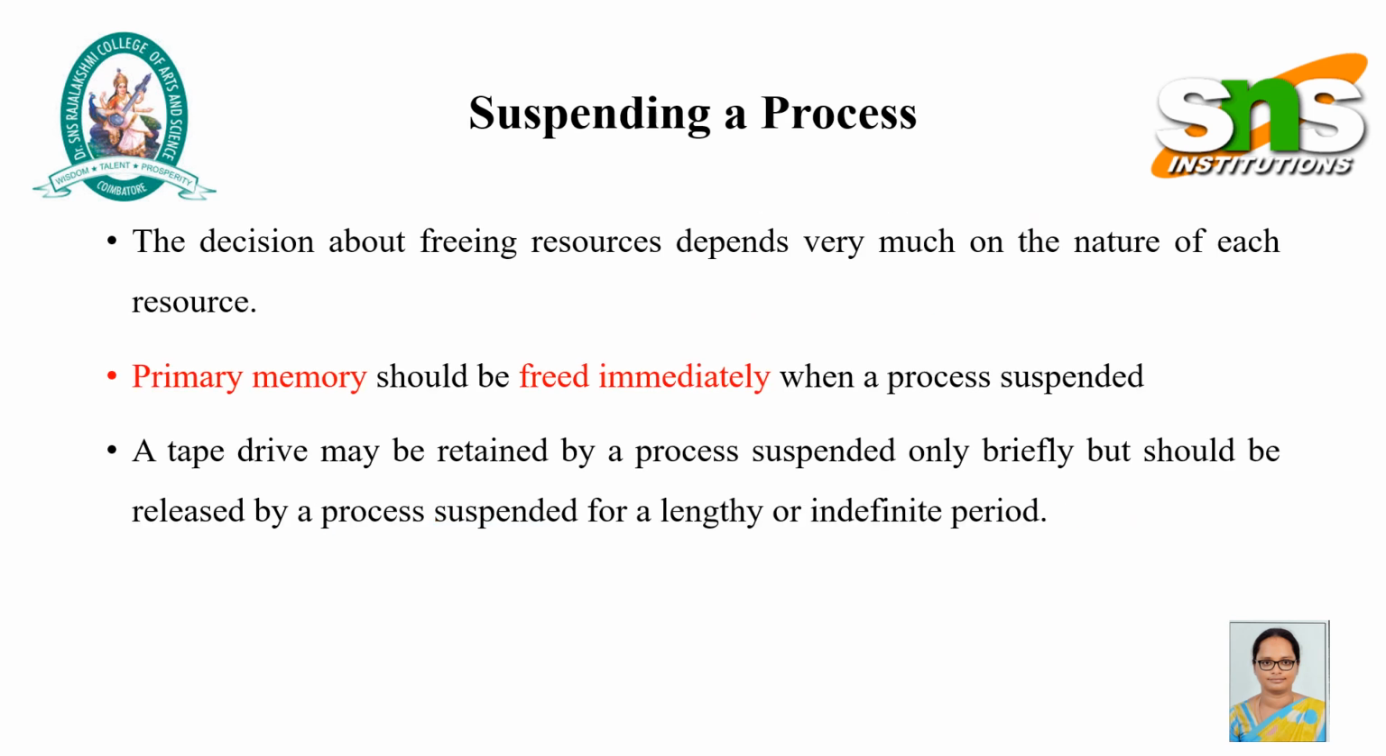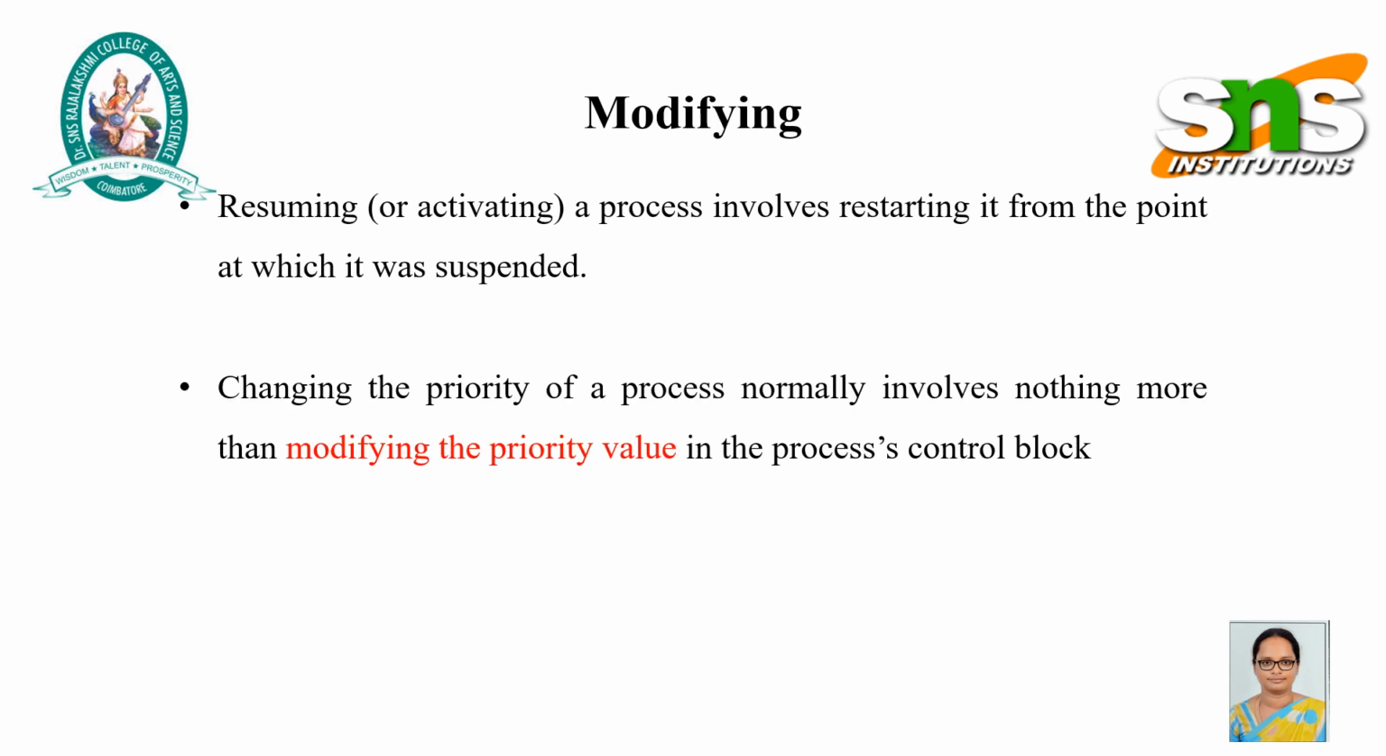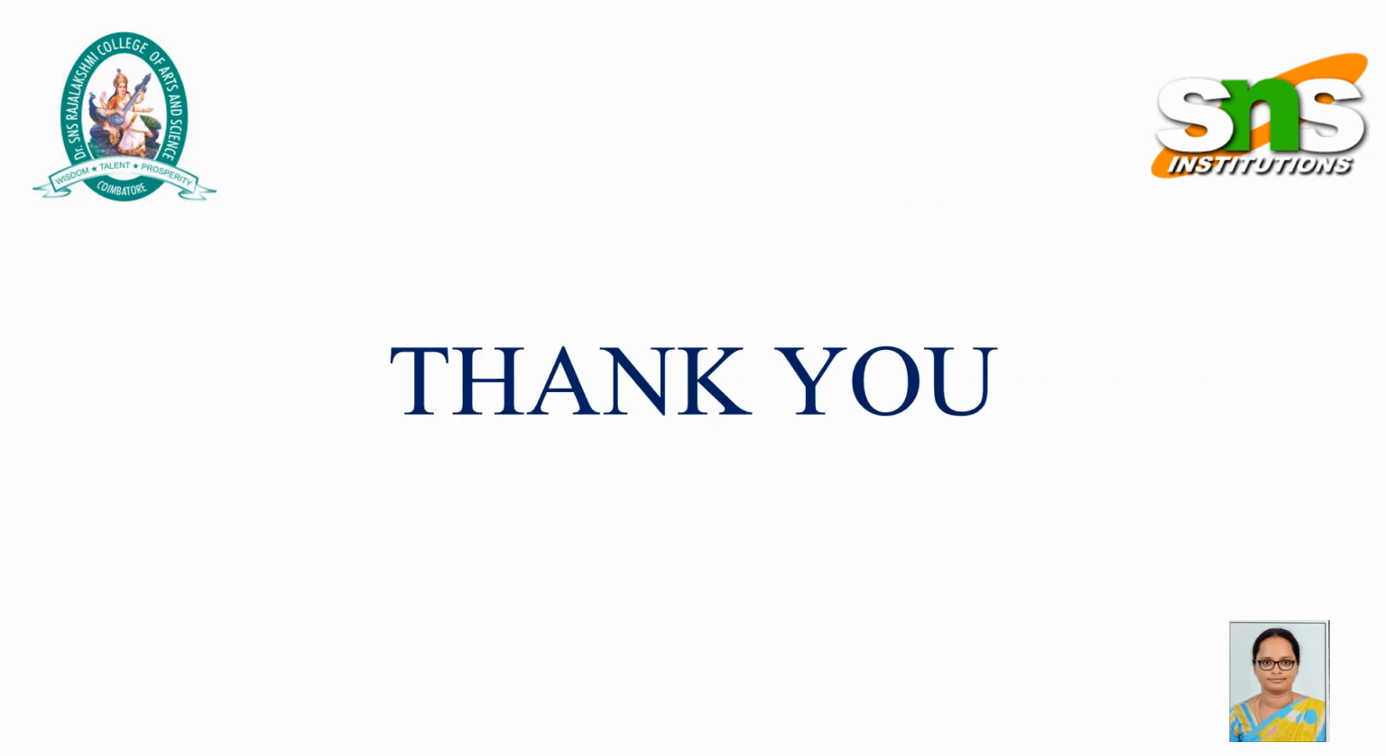The decision about freeing resources depends very much on the nature of each resource. Primary memory should be freed immediately when a process is suspended. A tape drive may be retained by a process suspended only briefly, but should be released by a process suspended for a lengthy or indefinite period. Resuming a process involves restarting it from the point at which it was suspended. Changing the priority of a process normally involves nothing more than modifying the priority value in the process control block.